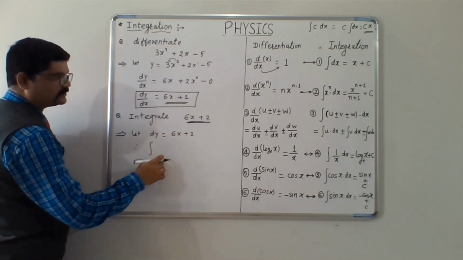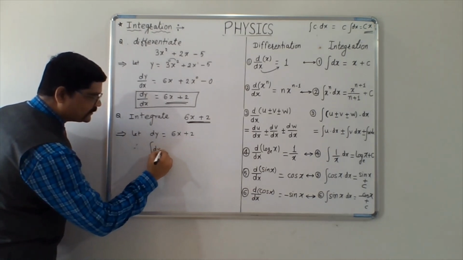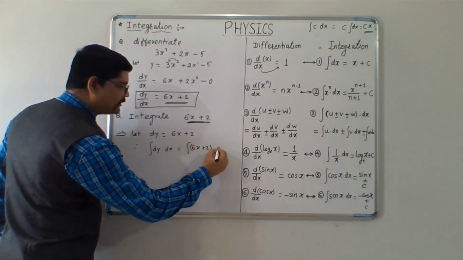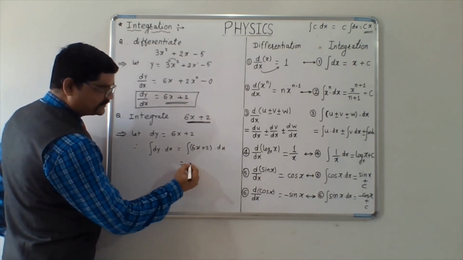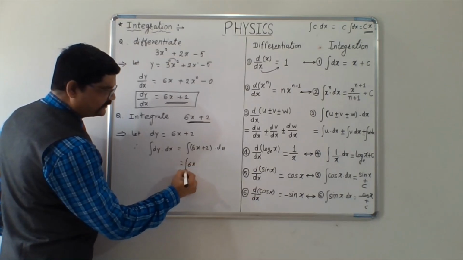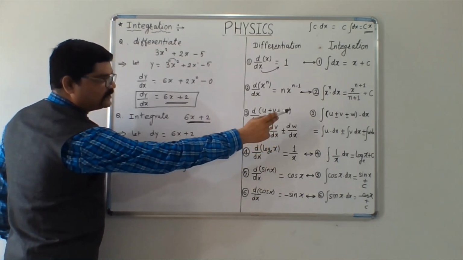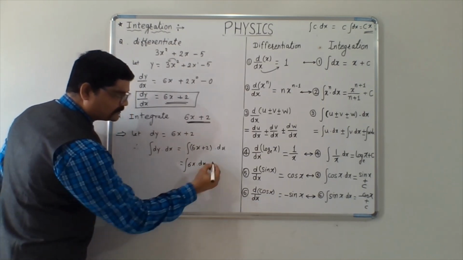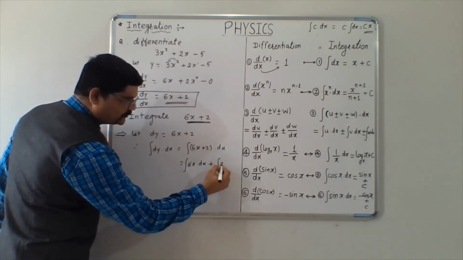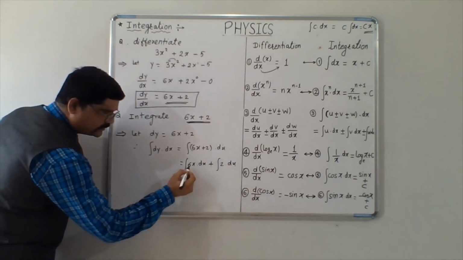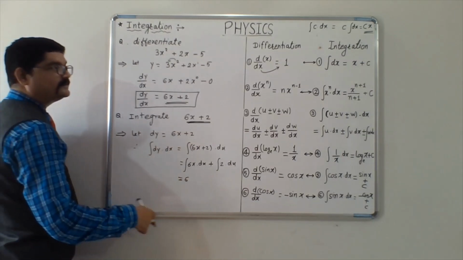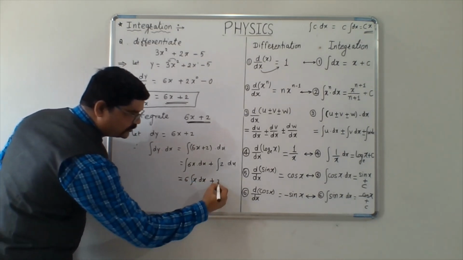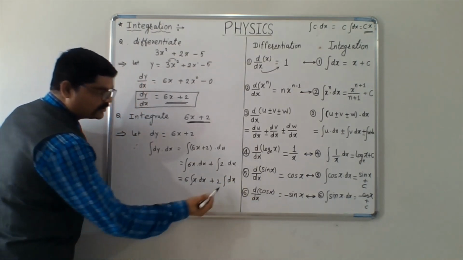Hence integration of this dy into dx will give us integration of 6x plus 2 dx. Clearly, I am using the formula of u plus or minus v plus or minus w: integration of 6x dx plus integration of 2 into dx. This 6 is constant, take it out of the integration as we have done in this case. We are going to get 6 into integration of x dx plus 2 outside the integration symbol, 2 into integration of dx.